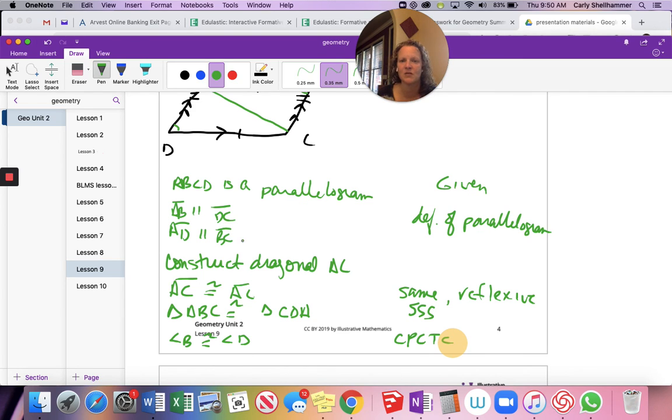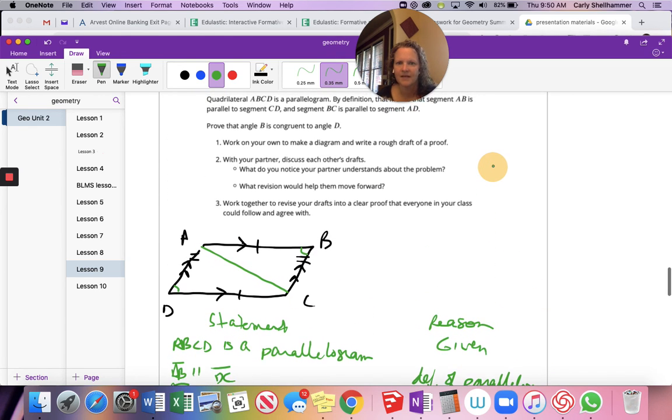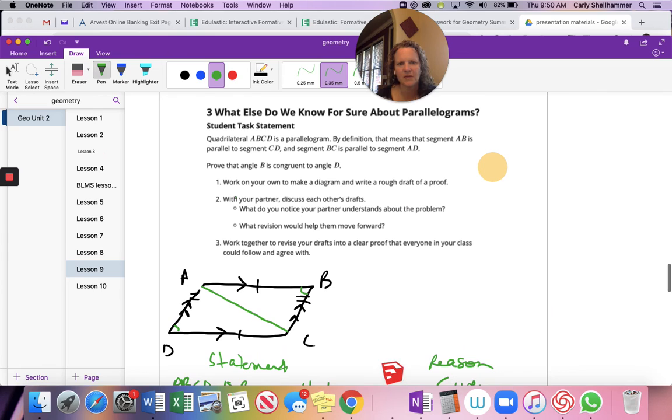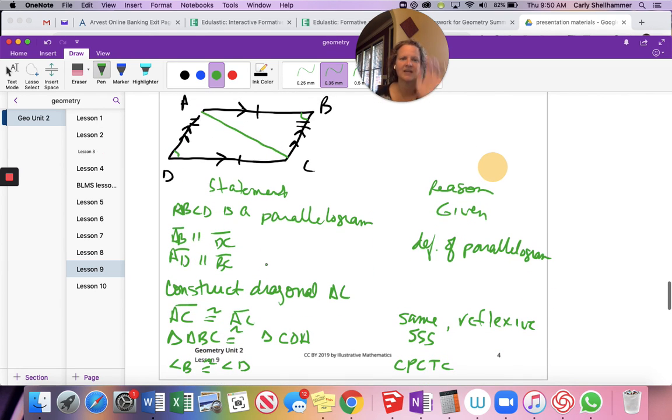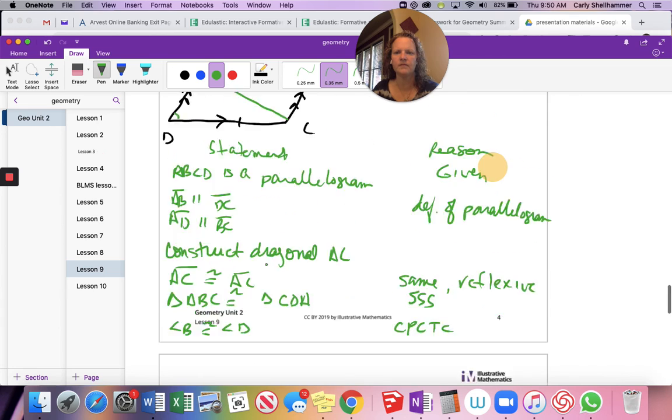All right, so there's my two-column proof with my statement and my reason. Okay. Work on your own to make a diagram, write a rough draft of proof with your partner, discuss each other's drafts, work together to devise your data. I think we're good. All right, so we constructed an auxiliary line, and we're good. Let me double check a few things. Yep, we got it.